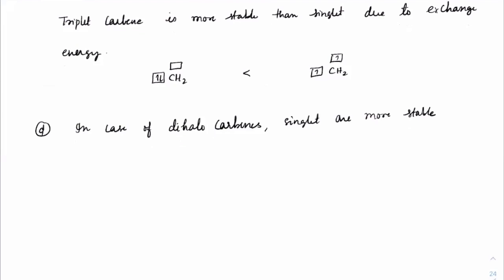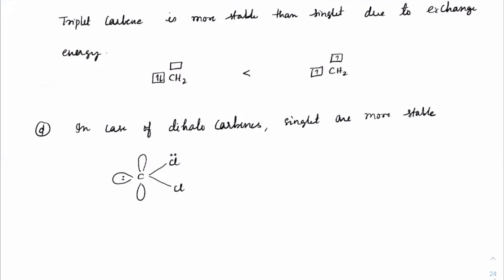Now you see what is happening here. Suppose we take the singlet form. In the singlet form we know that we have a lone pair here and 2 chlorines present here. For example, I'm taking chlorine as an example.